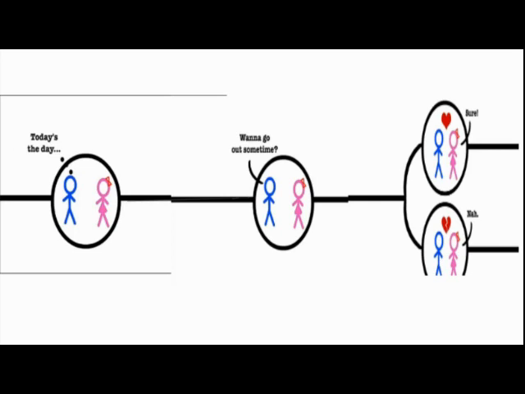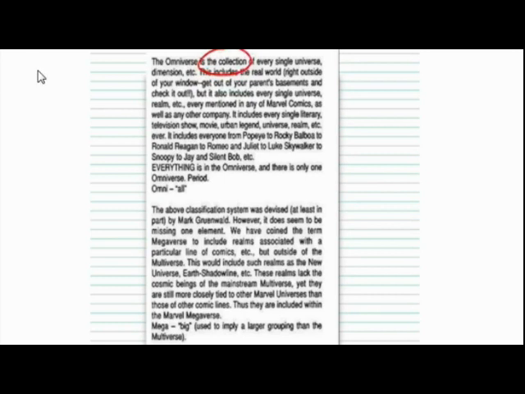Now let's get on to bigger things like the Omniverse. The Omniverse is described as a collection of every single universe, dimension, etc. This includes the real world, right outside your window. Get out of your parents' basement and check it out. But it also includes every single universe, realm, etc. mentioned in any Marvel comic as well as any other company.